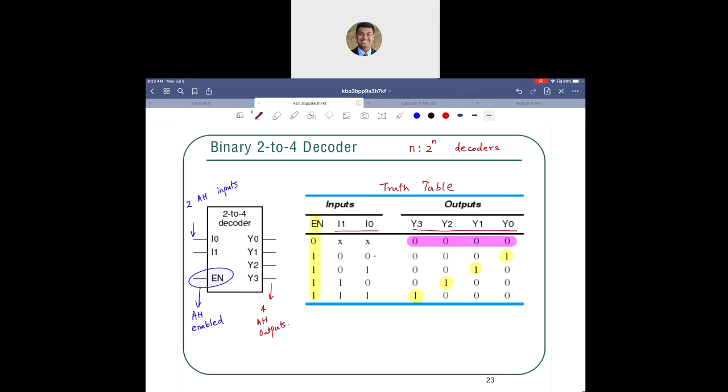Because 0, 0 in binary is 0 in decimal, 1 in decimal, 2 in decimal, 3 in decimal. Now, all those 4 instances are, as you can see here, Y0 is active, Y1 is active, Y2 is active, Y3 is active. So it's almost like a binary to decimal decoding operation that is going on here. So that's your n to 2 to the n decoding operation with active high inputs, outputs, and enable.